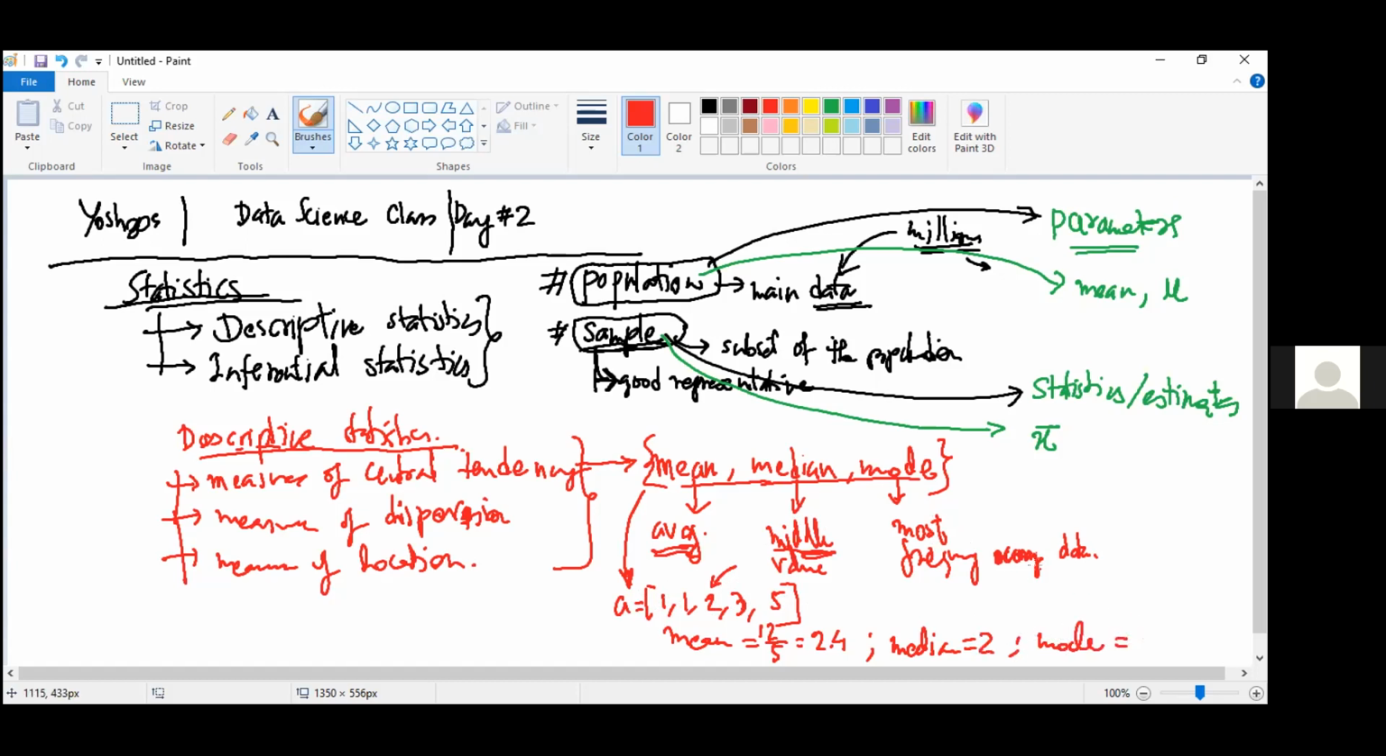And mode. Mode is the one with the maximum frequency, the maximum number of occurrences. So 1 occurs twice here, while 2, 3, and 5 each occur only once. So 1 has the maximum frequency, so the mode value will be 1.